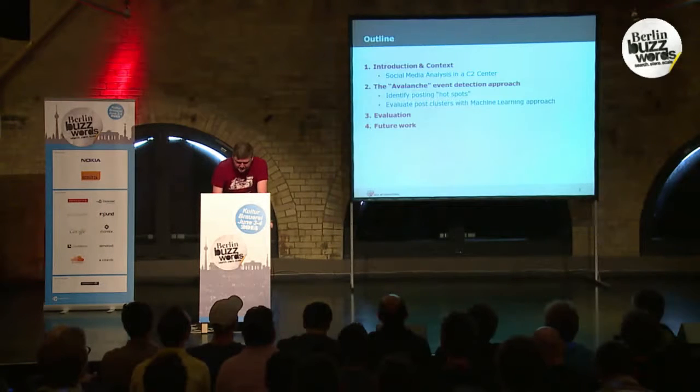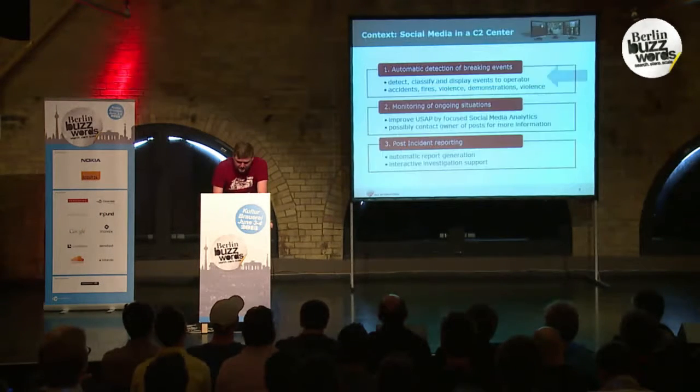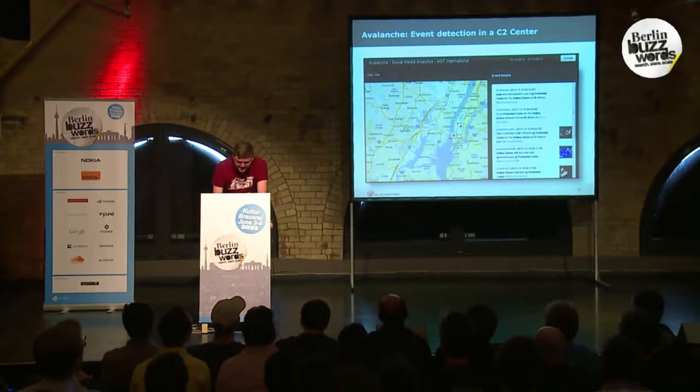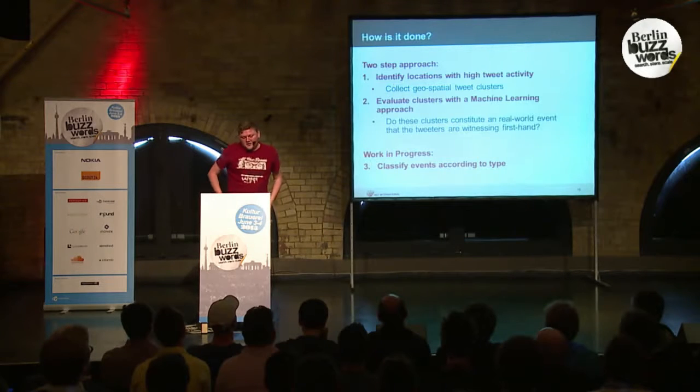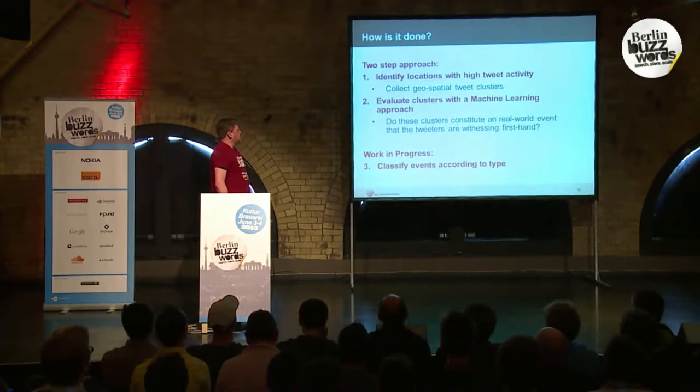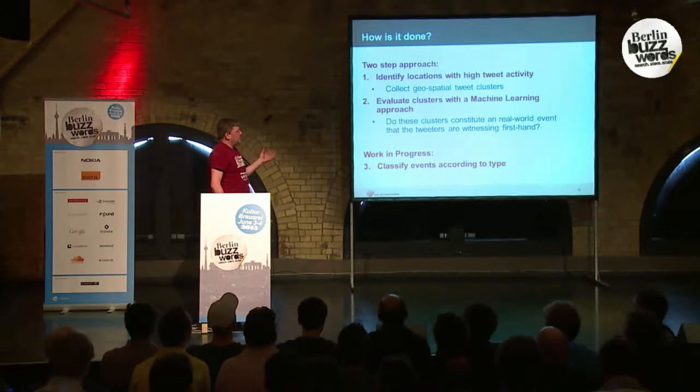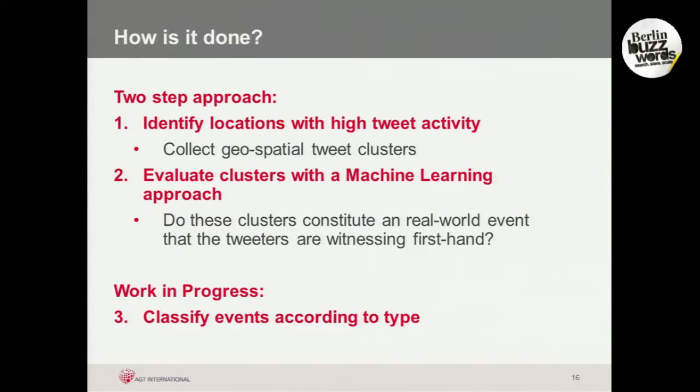Let's go back to this. These are the slides that I've just shown you in the demo, actually. What I'm going to talk to you about then is how we actually do this, and we have a two-step approach here. The first is we identify locations that have a high activity of tweets, and we collect certain geospatial tweet clusters. I'm going to tell you in a second how that works. Then we evaluate the cluster with a machine learning approach. So we want to figure out, is this actually real or something that we found there? And what is it that we found?